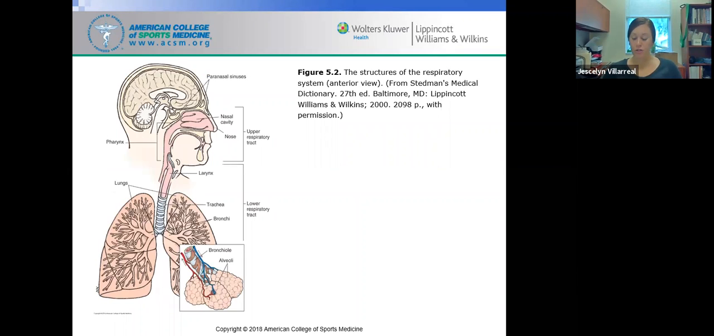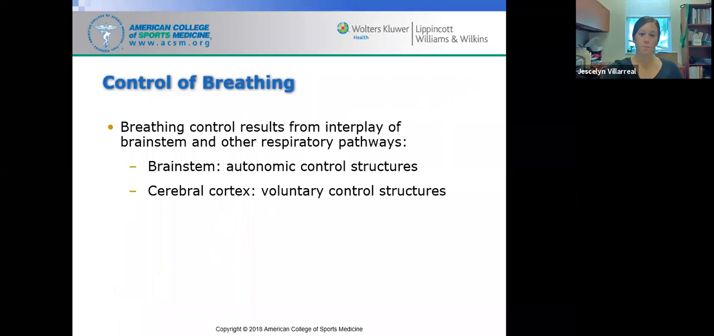Figure 5.2 shows the primary structures of the respiratory system. Looking at all of those different pieces, you've got an upper respiratory tract and a lower respiratory tract. And control of breathing results from interplay of the brainstem and other respiratory pathways.